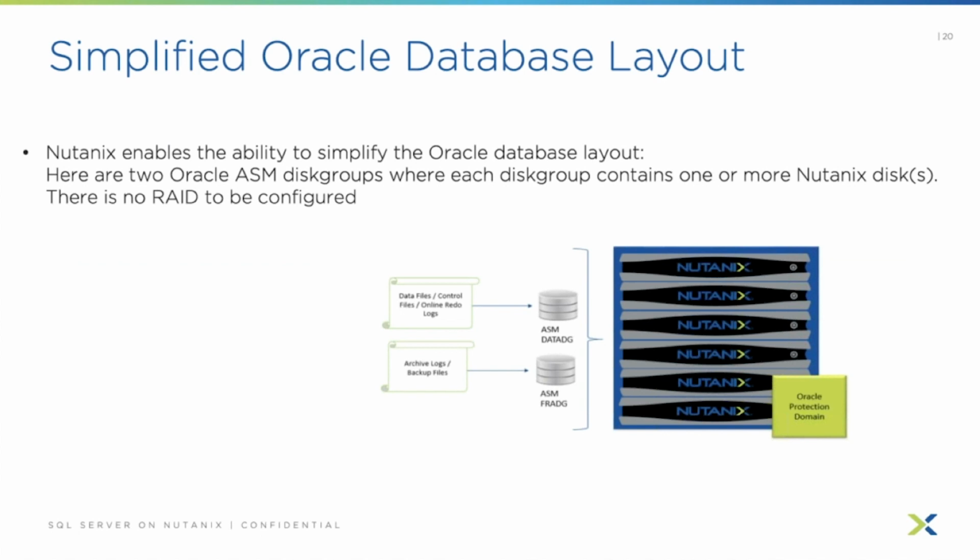So when we're talking about Oracle specifically, we have a simplified Oracle database layout. Nutanix enables the ability to simplify the Oracle database through, in this diagram, 2 Oracle ASM disk groups, where each disk group contains 1 or more Nutanix disks. And then with Nutanix as a whole, we don't have the concept of RAID.